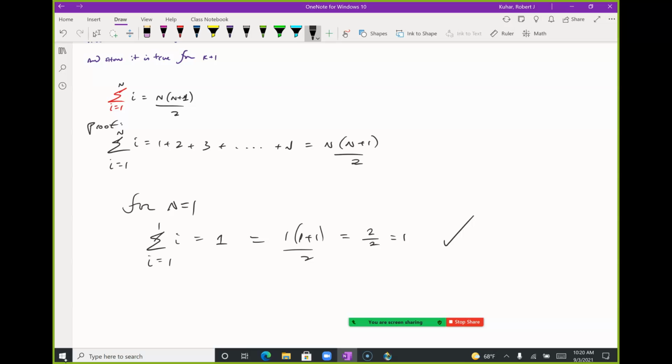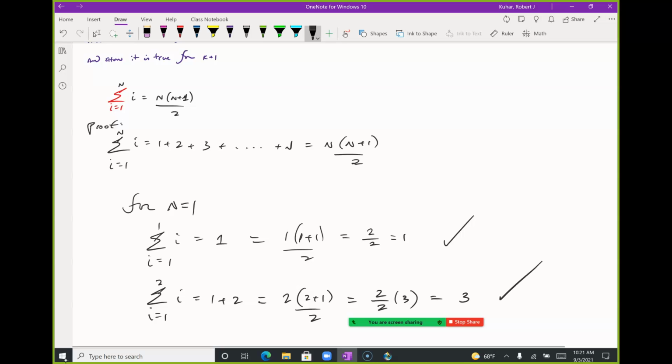Let's see if it works for 2. The sum from i equals 1 to 2 of i is 1 plus 2, and that's 3. But is that 2 times 2 plus 1 all over 2? That's 2 over 2 times 3. Yes, it's 3. Check, it worked. So it seems to be working every time, right?